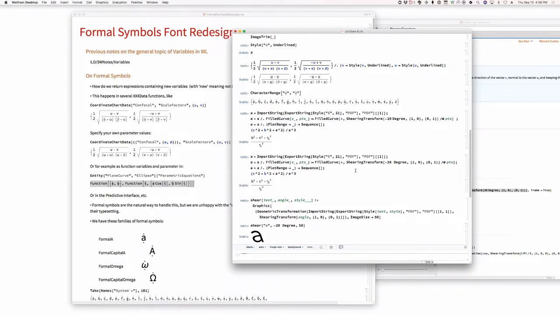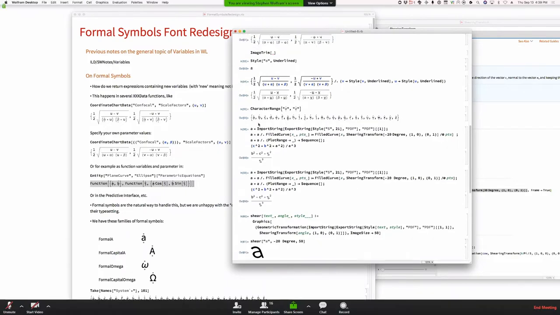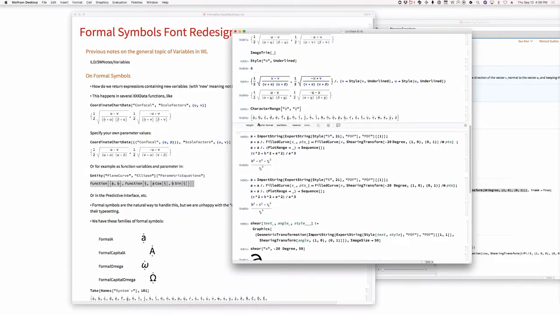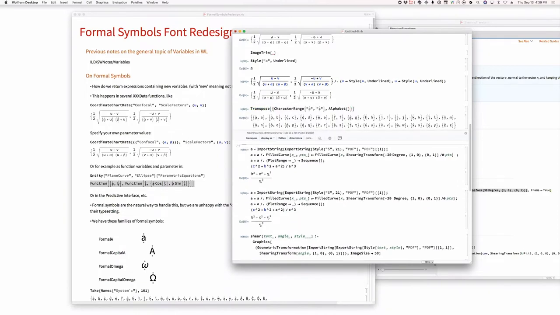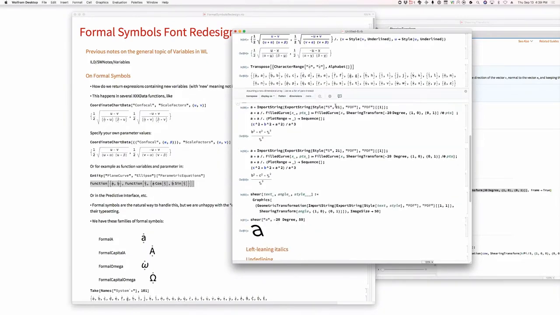Well, let's do the following. What I want to do is write a function that just substitutes these with whatever. So let's think how to do this. I want the character range of that, then I'll say alphabet, and then I'm going to transpose that. That's going to give me that. And now, for this, let's use John's Shearer.